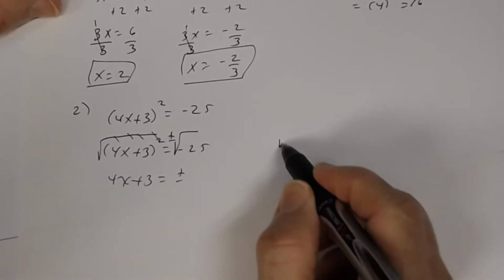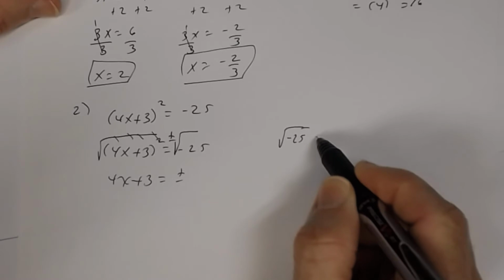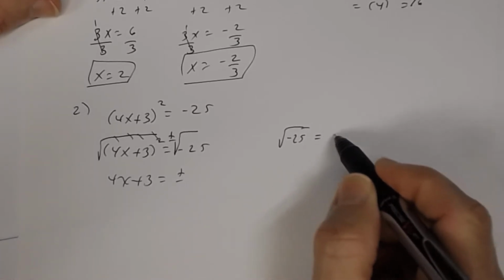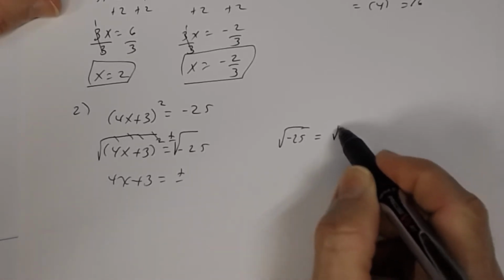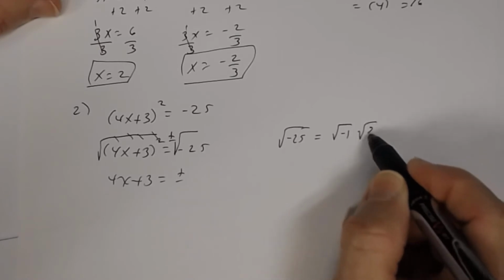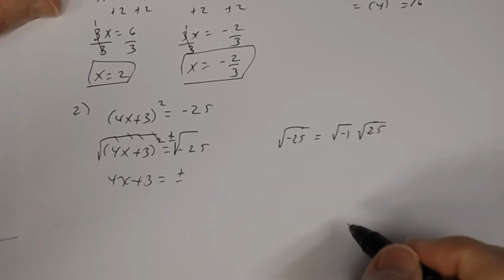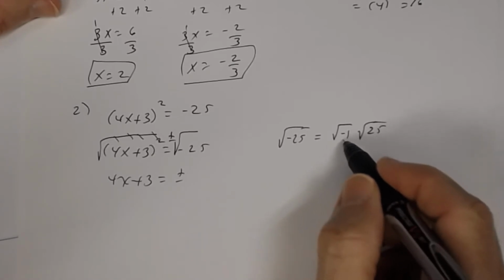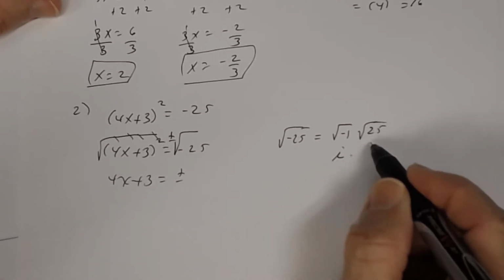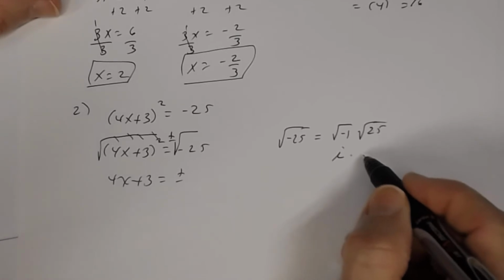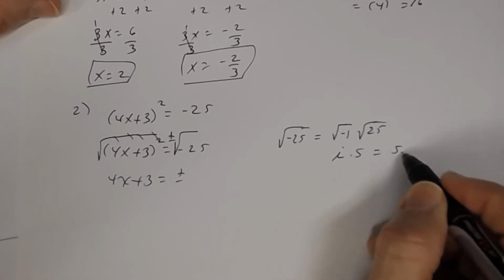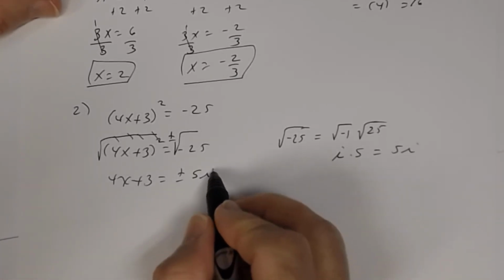Now remember, the square root of negative 25 is the product of the square root of negative 1 and the square root of 25, because negative 1 times 25 is negative 25. And we know that the square root of negative 1 is defined to be i, and the square root of 25 is a perfect square, so that's 5, and so this becomes 5i. So this becomes plus or minus 5i.